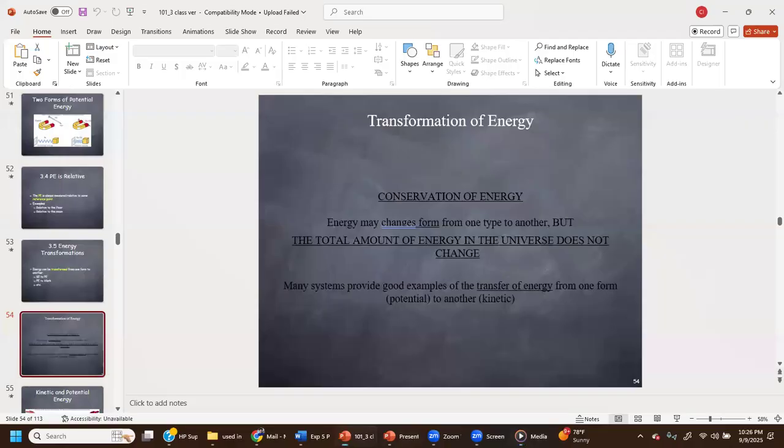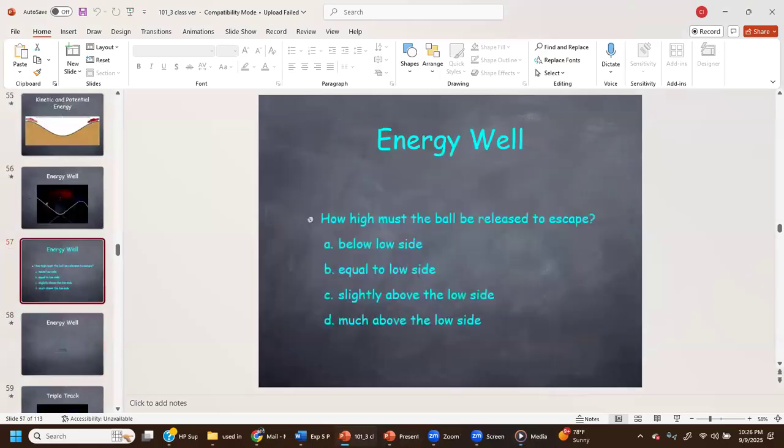So we put the ball between the track, and the ball is going back and forth, back and forth. So the question that we have is: how high must the ball be released in order to escape? Below the low side, at the low side, slightly above the low side, or much above the low side?